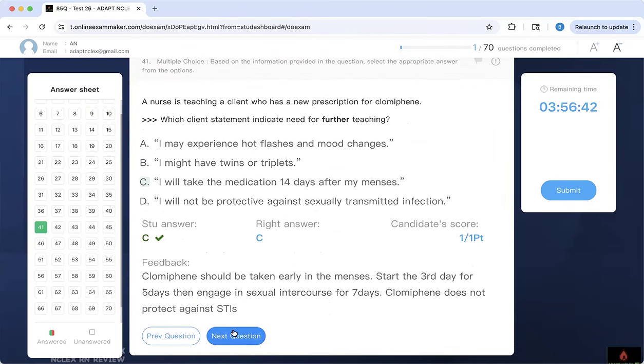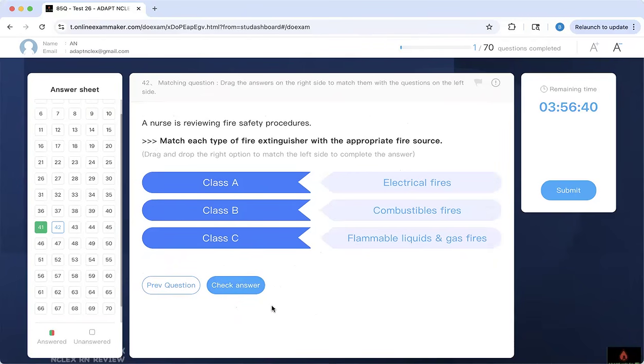That's the pharmacology. And this is reviewing fire safety procedure. Match each type of fire extinguisher with the appropriate fire source. There are different extinguishers based on the fire that you're dealing with. Know these ABC different fire standards. Please know them. This is a safety question, an NCLEX safety question. What is a Class A fire, Class B fire, Class C fire, and how do you combat them? That's all. You pick your answer.